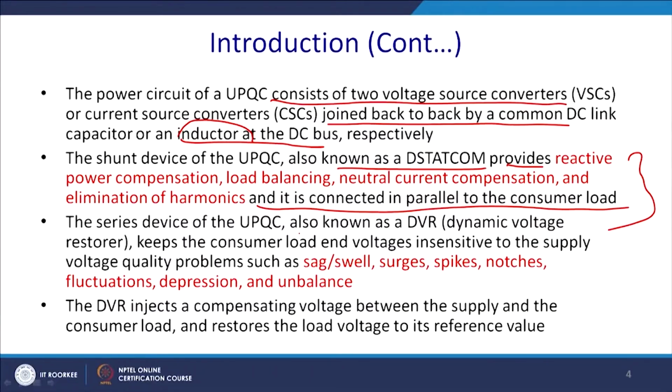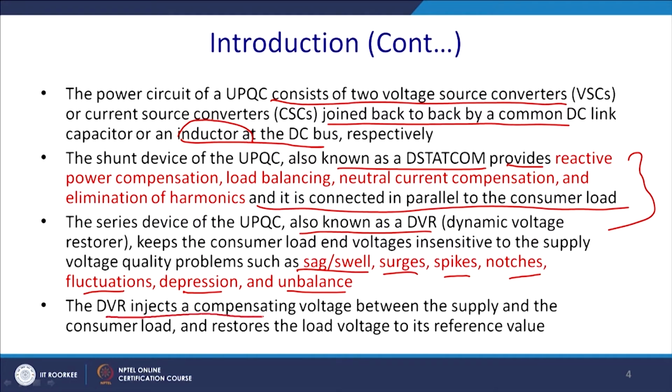The series device of the UPQC, also known as the DVR, dynamic voltage restorer, keeps the consumer load voltage insensitive to supply voltage quality problems such as sag, surges, spikes, notches, fluctuations, depressions and unbalance. So, these are the problems that will be mitigated by the series component of the UPQC.